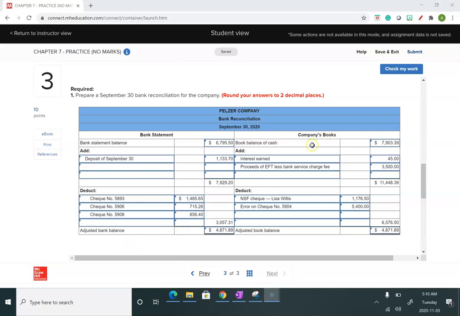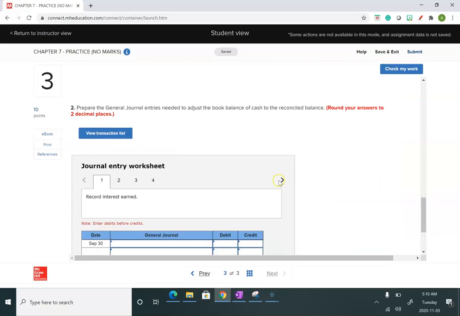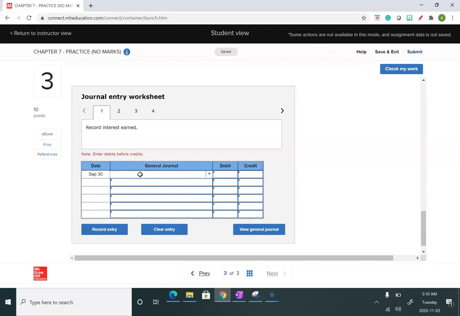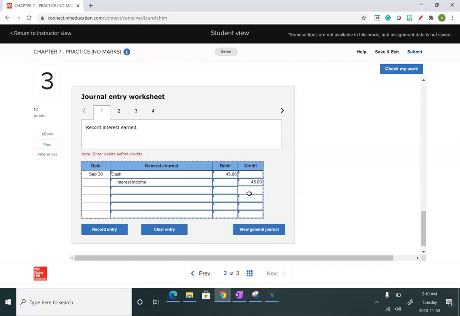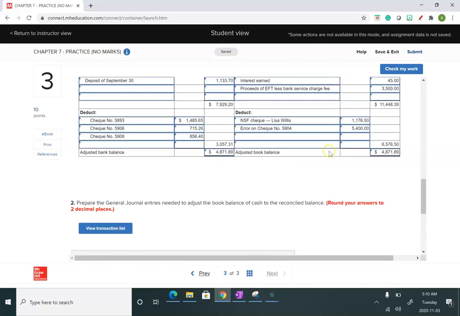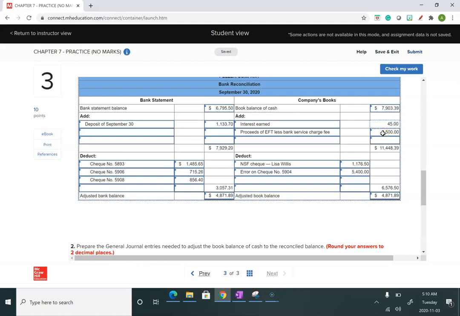So when I'm doing my journal entries, I'm looking at my book side and I'm doing my journal entries for these items. So the first one was my interest earned. So when it brings cash in, I know cash is going to be the debit. So I'm going to go ahead and do cash, because that's money coming in for $45. And then it was just some sort of interest income. So let's just see if there's an account for that. There we go, interest income, $45. So now I've recorded this item, 45, and I'll move to the next one.